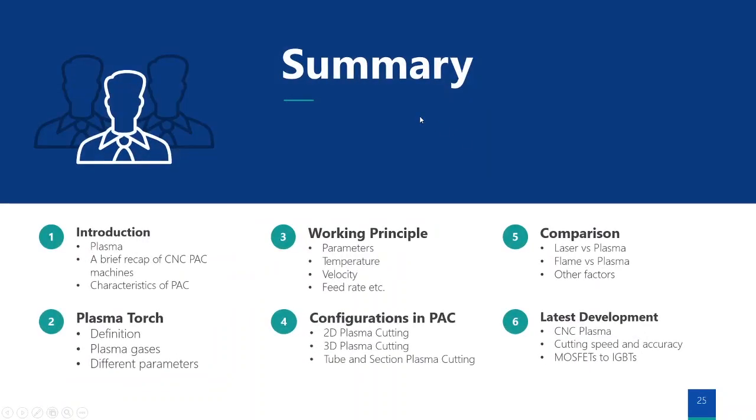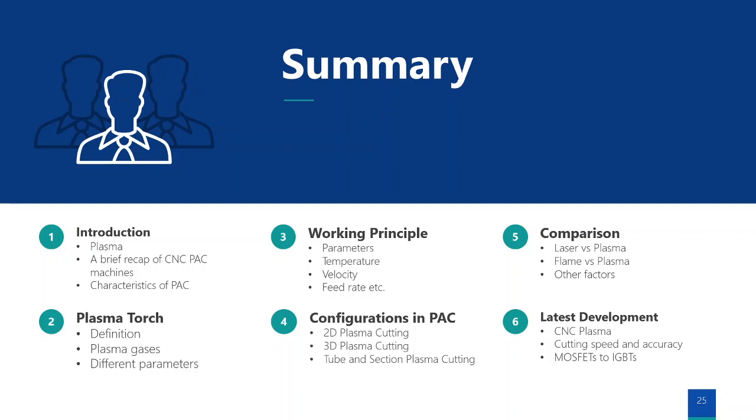So let me summarize what I have been talking about for the last 10 minutes. First of all, I introduced the plasma and gave a brief recap of CNC plasma cutting machines and their characteristics. Then I introduced the plasma torch, the different gases used in the plasma torch, and other parameters. After that, I moved towards the working principle of plasma cutting machines. I discussed different parameters like temperature, velocity, feed rate, etc.